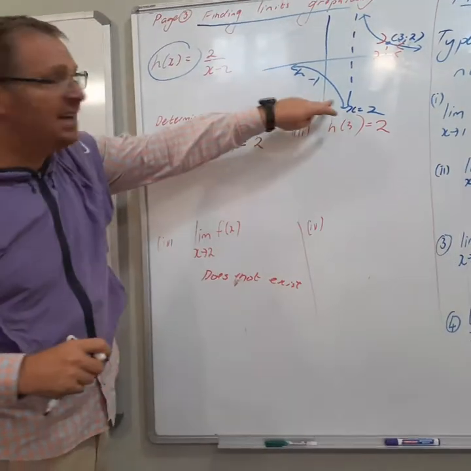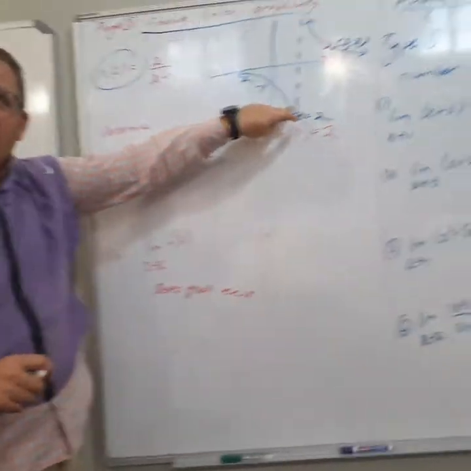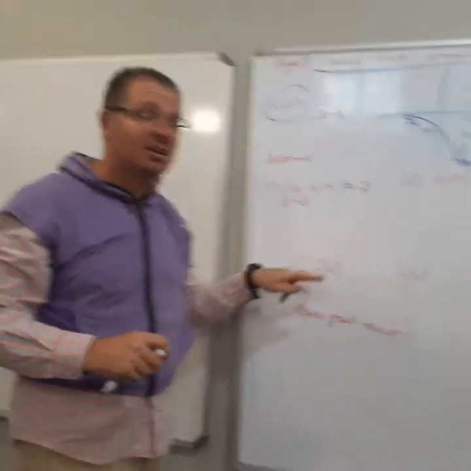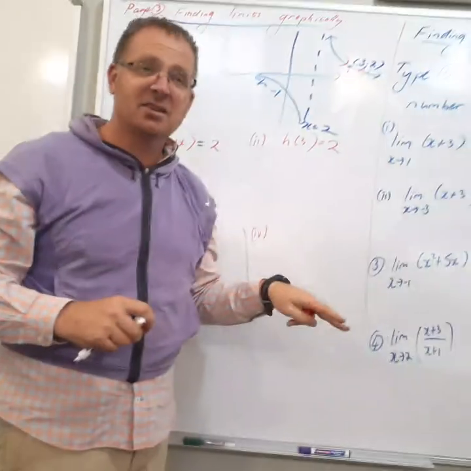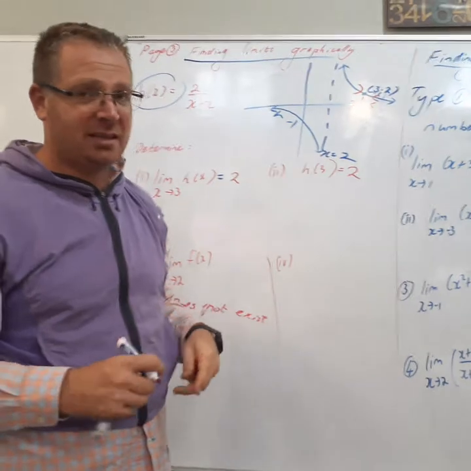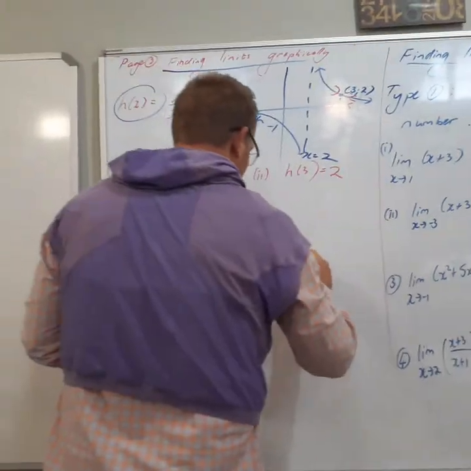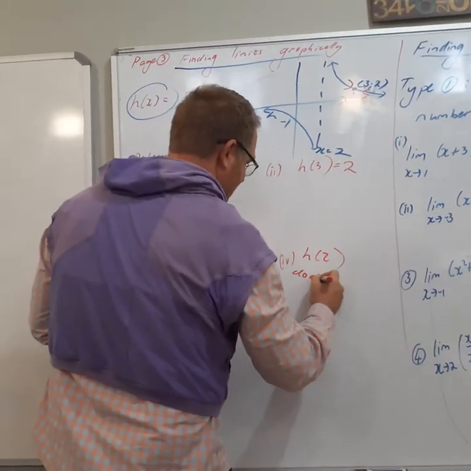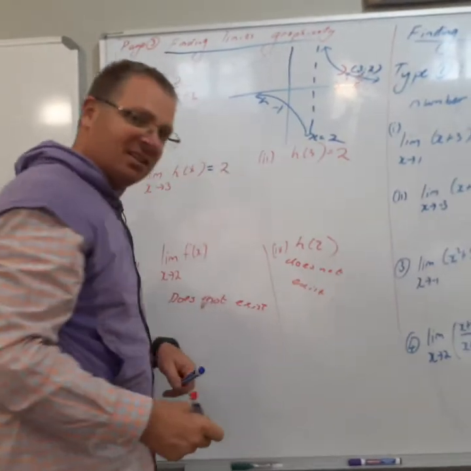So at the asymptote, the limit does not exist. Whenever you're working algebraically and you get an answer that the limit doesn't exist, what that means generally on your graphs is that you've got a vertical asymptote there. If I said to you, what is h of 2? Likewise, there's no y value when x is 2. H of 2 does not exist.